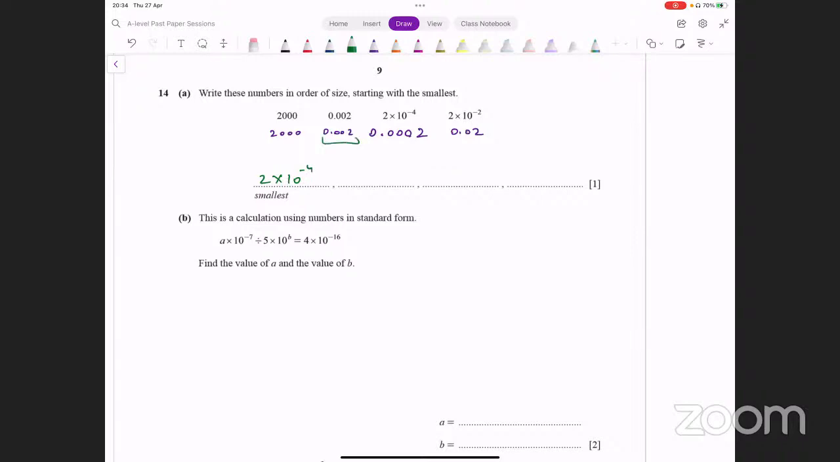You can see this is the next number. इसका original number आप लिखें, that's 0.002. Next one is 0.02. इसका original number क्या लिखा हुआ है वहाँ पे? 2 into 10⁻². You're going to write that 2 into 10⁻². And then finally you have 2000. And that is what you write here.